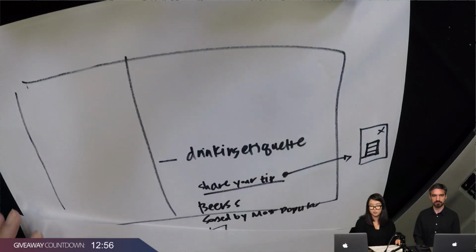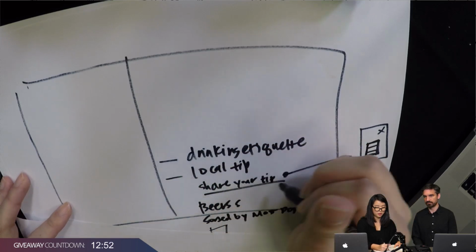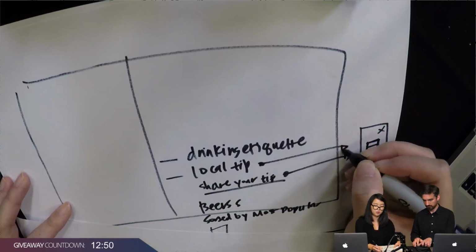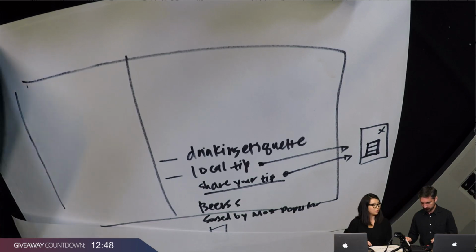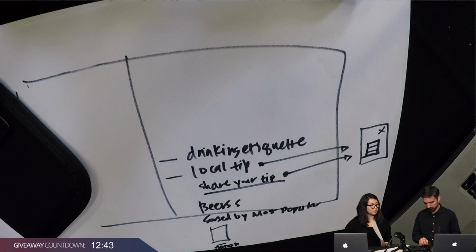So we have a section for local tips, and we can do the same thing. So that sounds good for now? We'll try to mock these up in the screens.